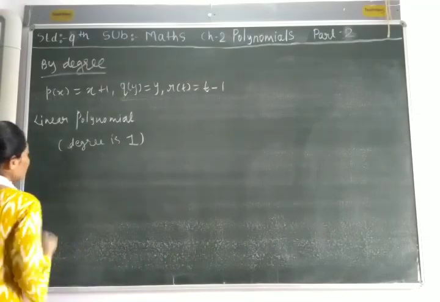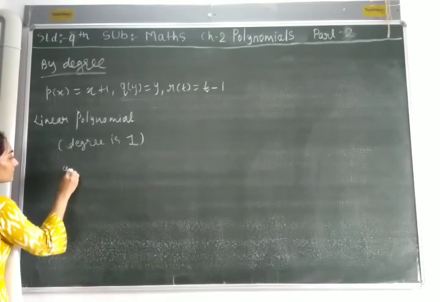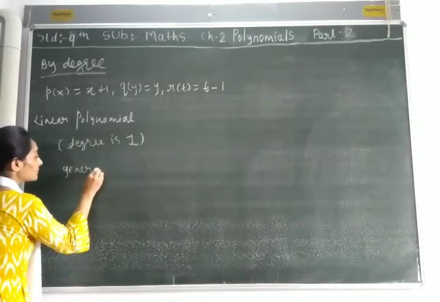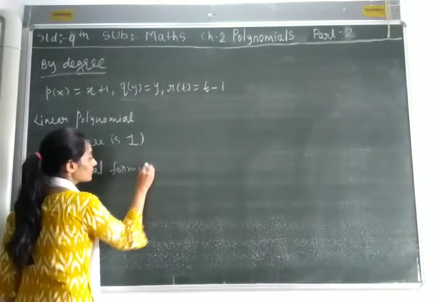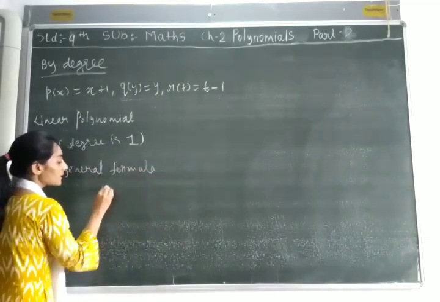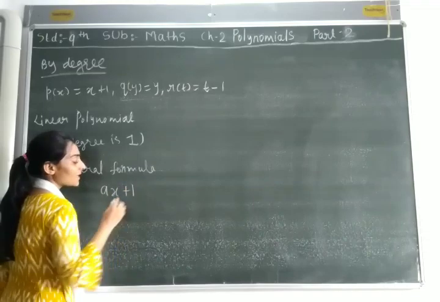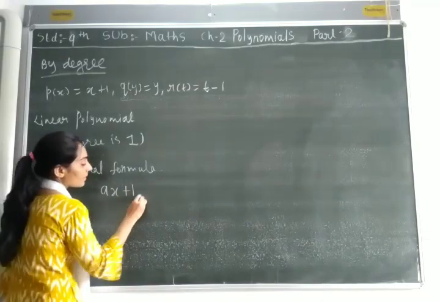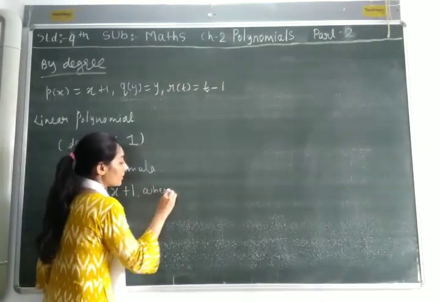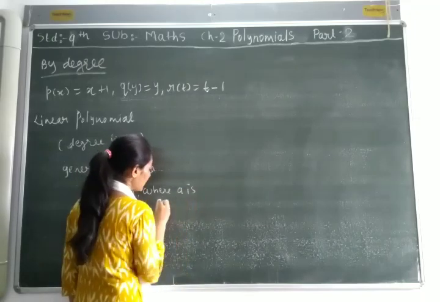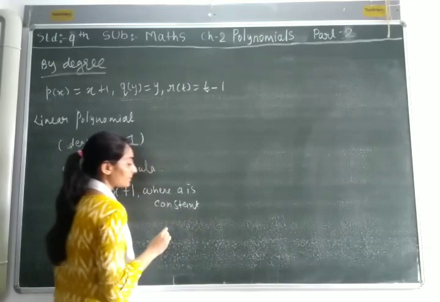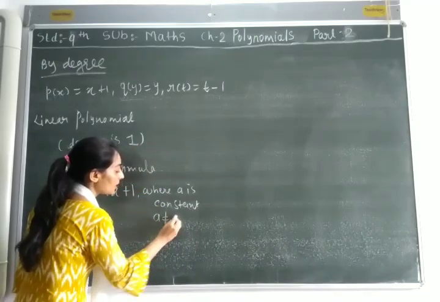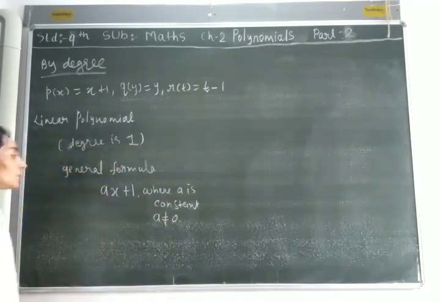So, the general form is ax plus b, where a is a constant and a is not equal to 0.